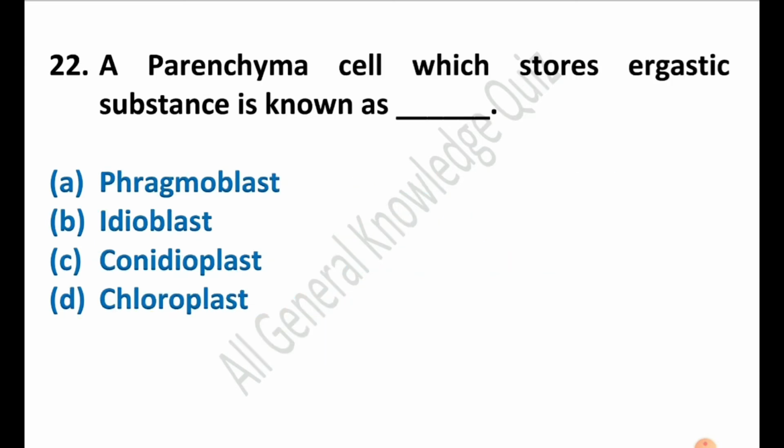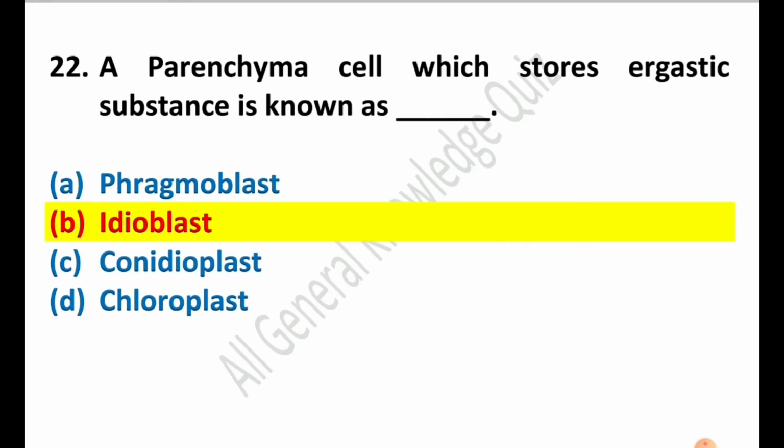Question number 22. A parenchyma cell which stores ergastic substance is known as option A, phragmoblast, option B, idioblast, option C, canidioplast, option D, chloroplast. The answer is option B, idioblast. A parenchyma cell which stores ergastic substance is known as idioblast.